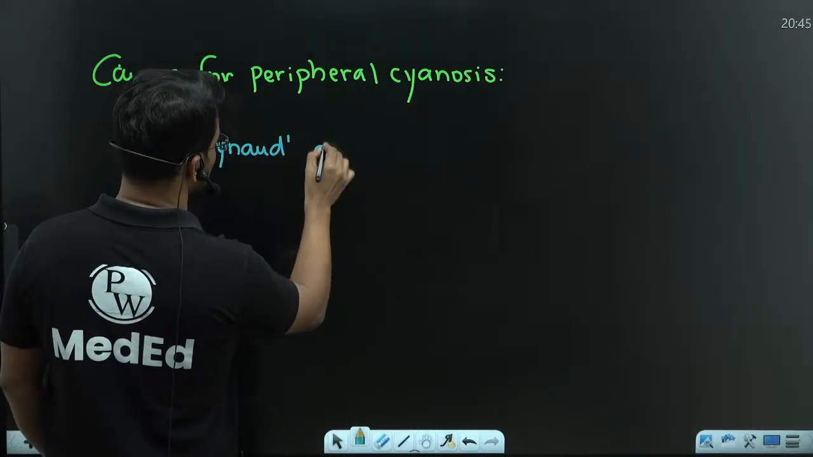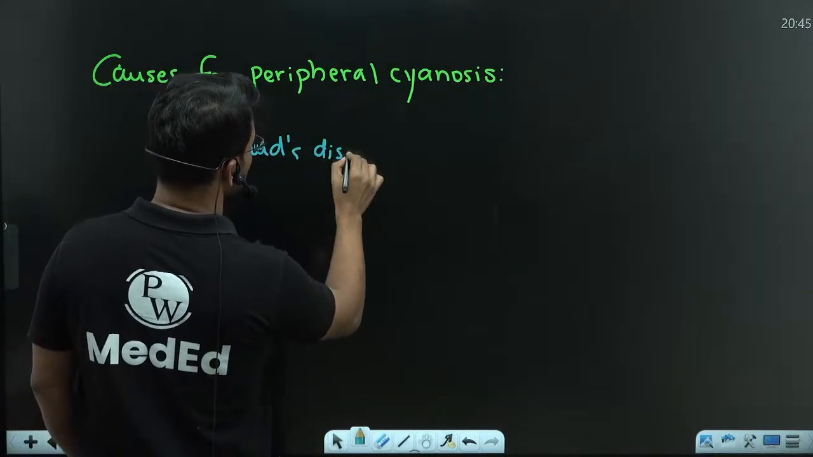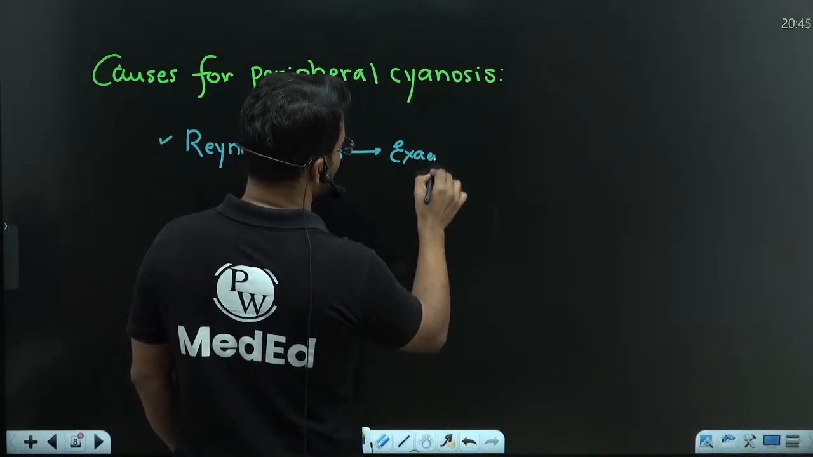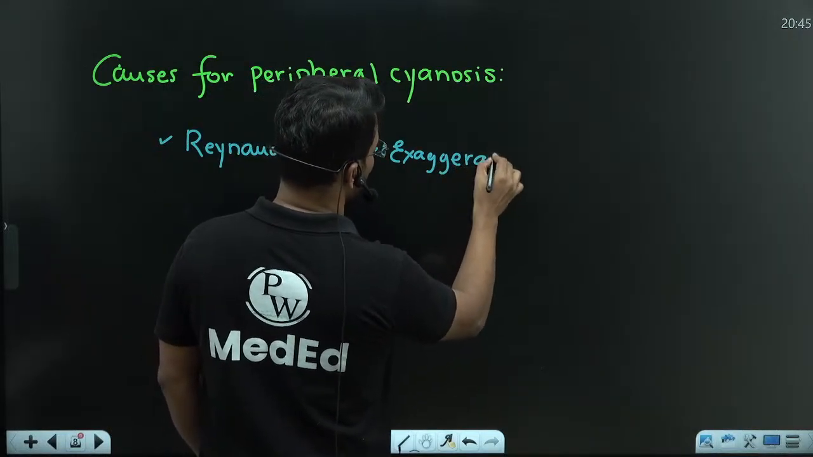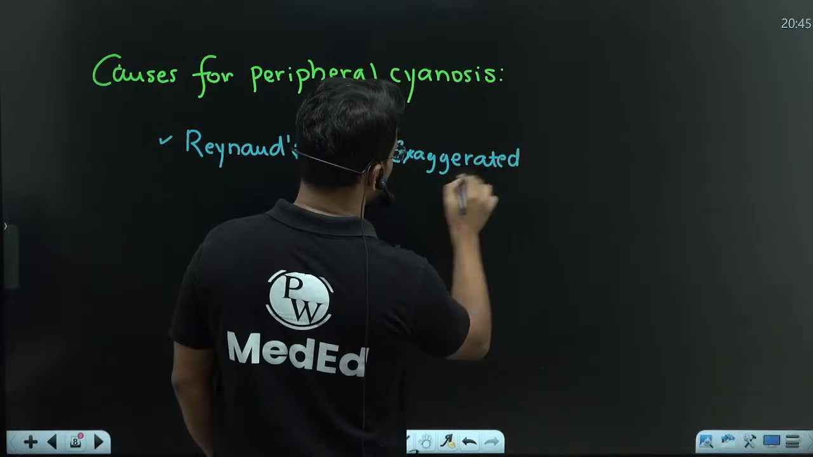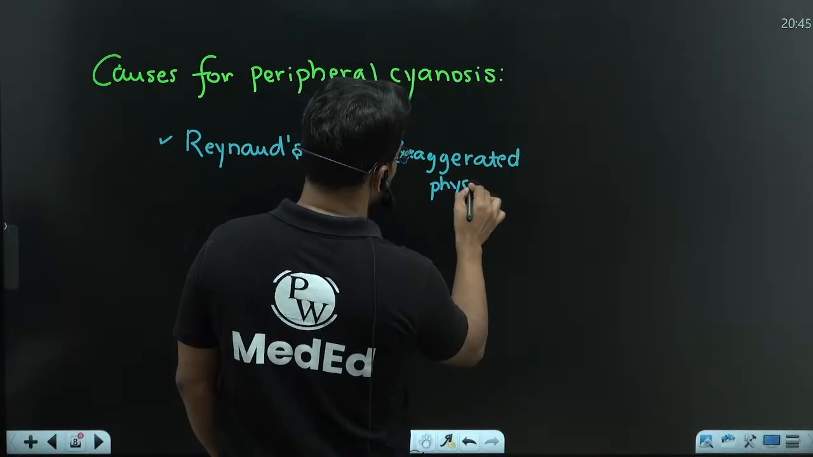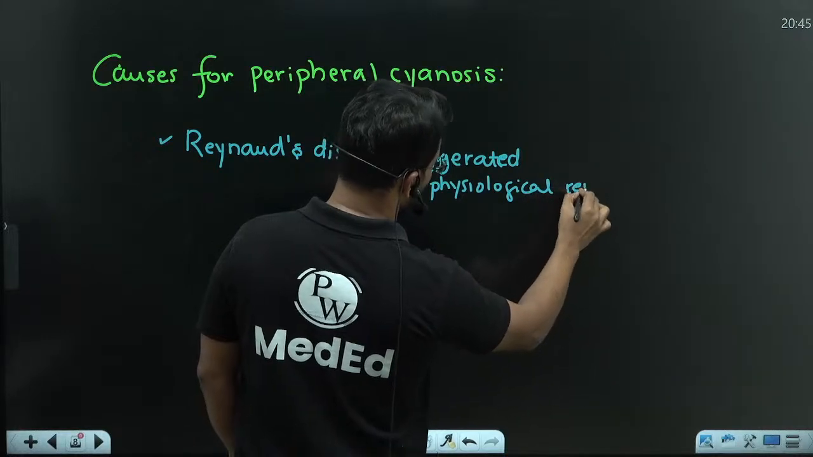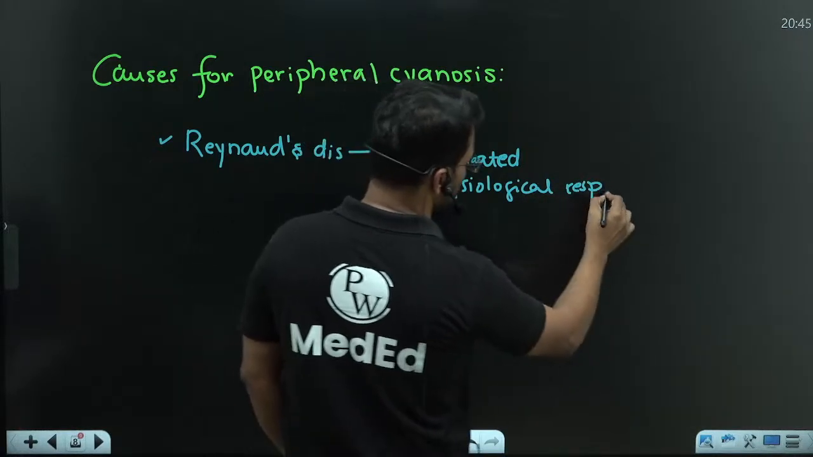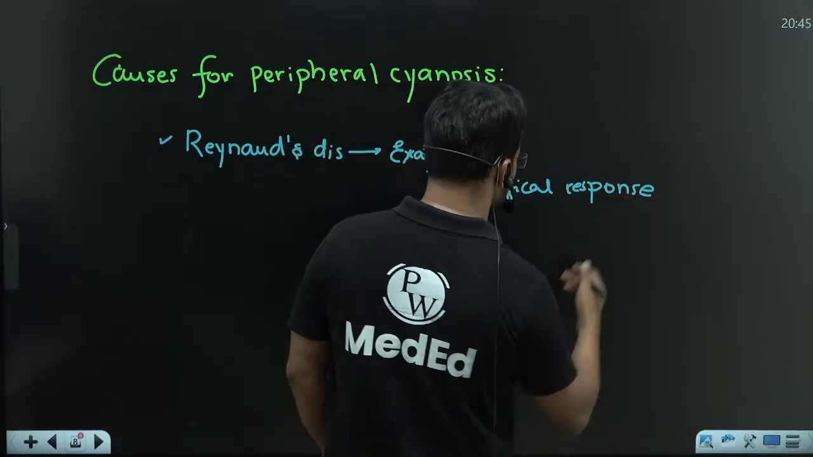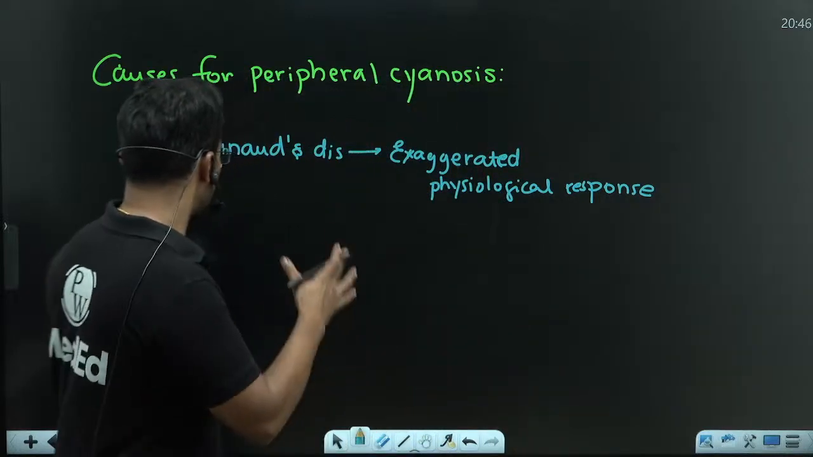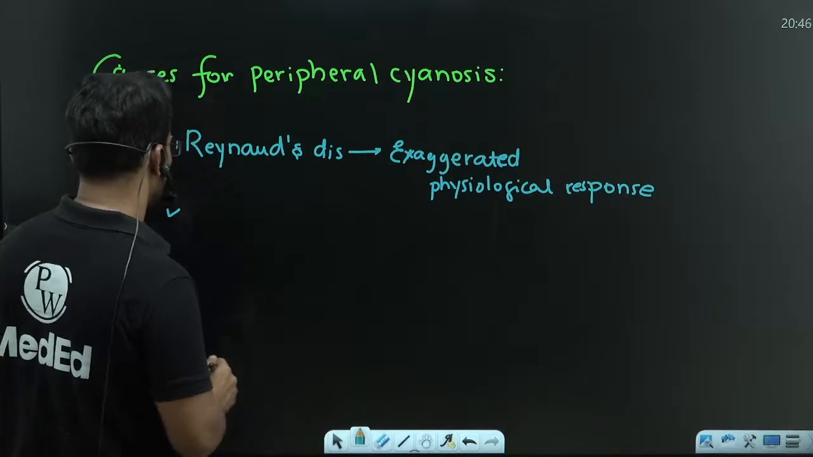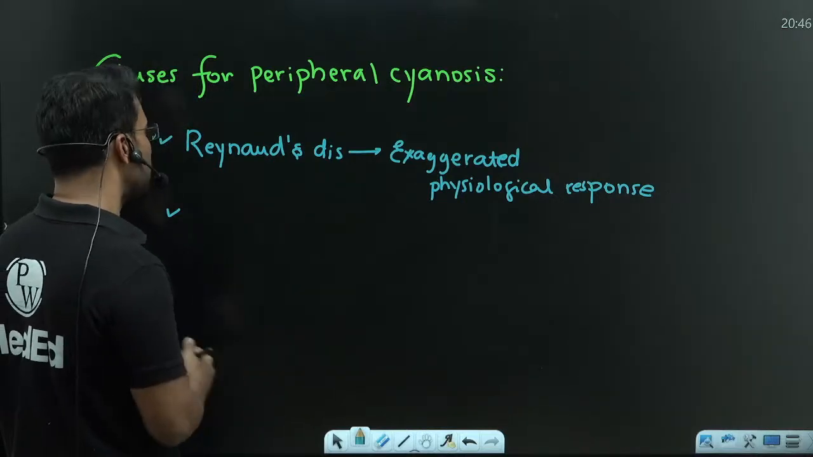Raynaud's disease is the condition where there is an exaggerated physiological response to cold. Normally when exposed to cold, we should develop vasoconstriction. Here that is too exaggerated, giving rise to tissue hypoperfusion, pallor and cyanosis, right? The phenomenon is called Raynaud's phenomenon.